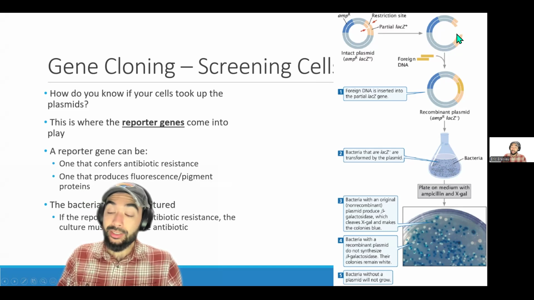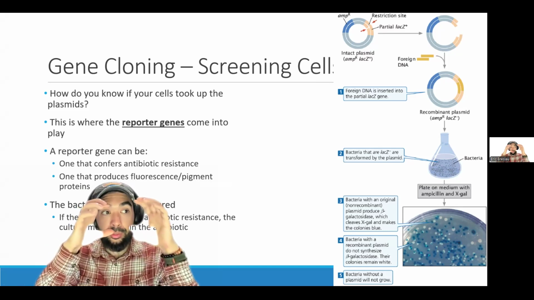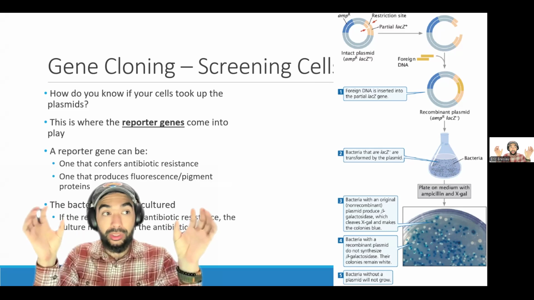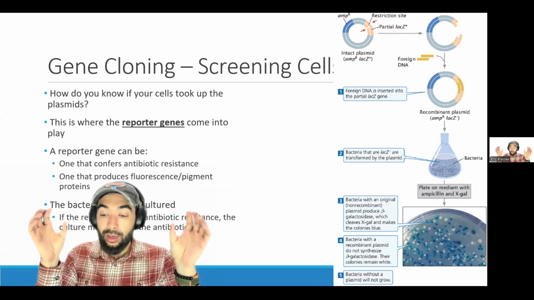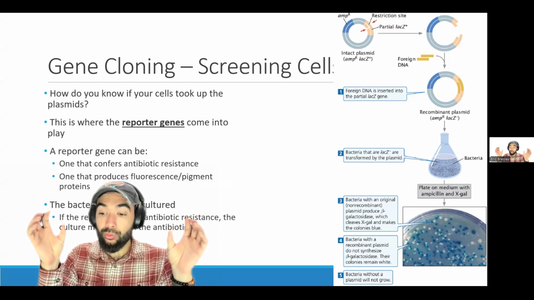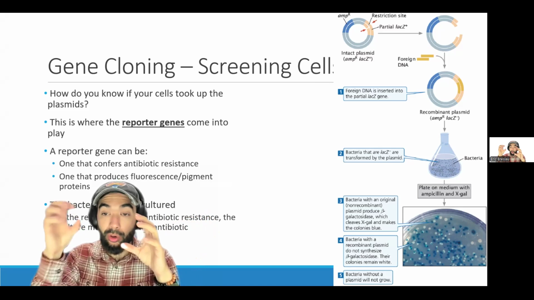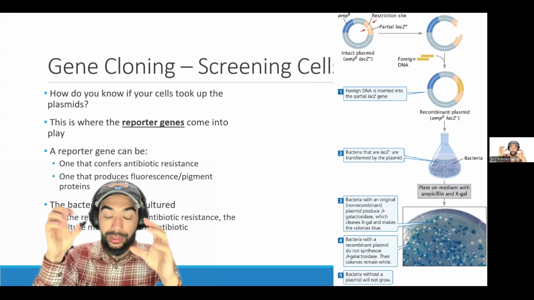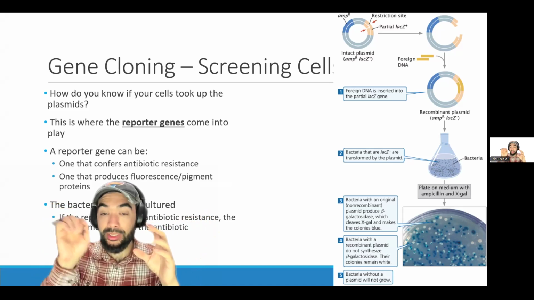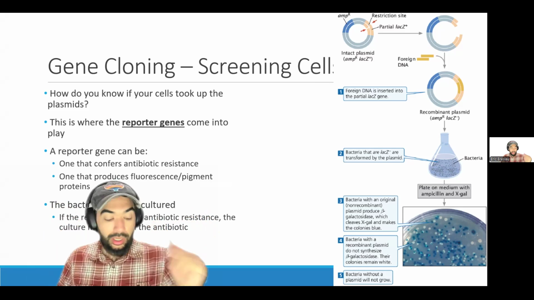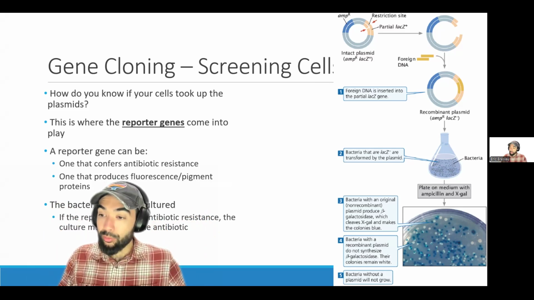What LAC-Z does is it breaks lactose. Lactose is two pieces. It'll break lactose into glucose and galactose. But instead of adding lactose, researchers can add a modified galactose, a galactose with this chromophore attached to it. And it uses the same chemical bonds that we see between galactose and glucose.